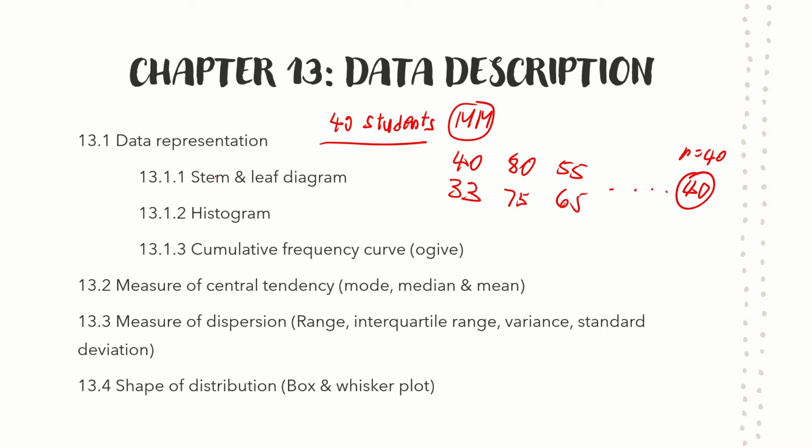In STPM, we have 3 methods to use. One is the stem-leaf diagram, second is the histogram, and third is the cumulative frequency curve, also known as the ogive. But of these 3 methods, the histogram and cumulative frequency curve are familiar to you, right? Because in SPM Mathematics you have learned how to draw these 2 kinds of graphs. So I won't talk about them in detail, because they are the same as what you learned in SPM.